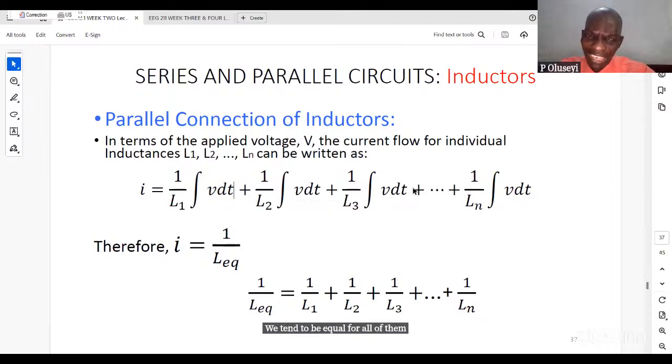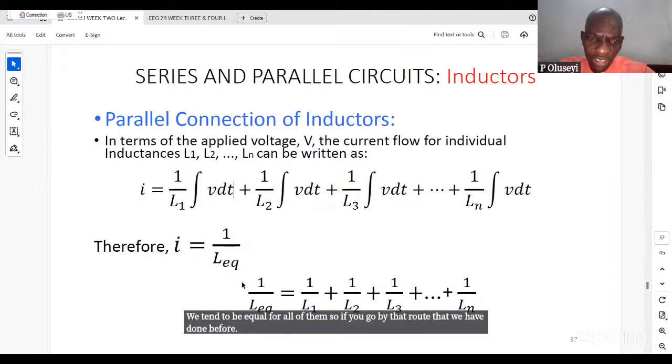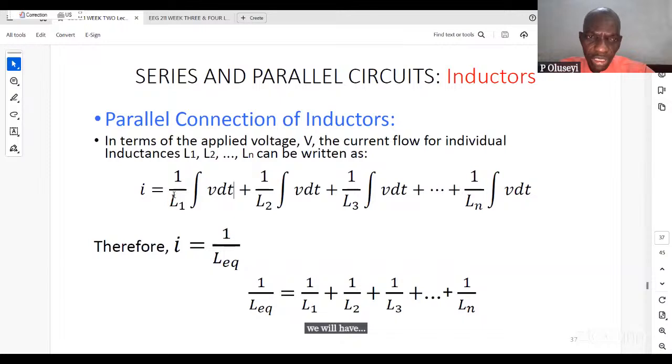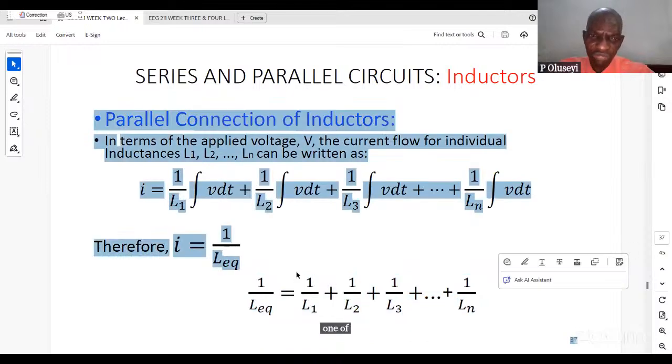So if we go by that route that we have done before, we will have 1 over L. I left a step here, which is V dt, integral of V dt will be equal to 1 over L1 plus 1 over L2, just like we did the other time. But your final answer will still give you this. 1 over LEQ will be this.